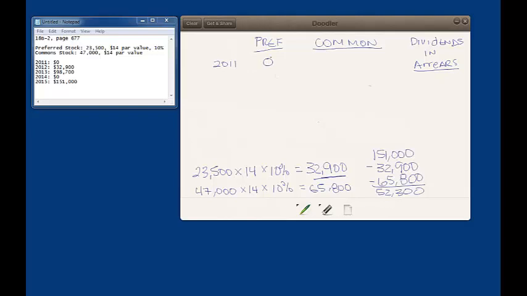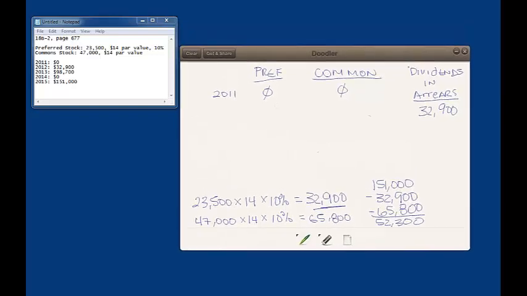So the company doesn't have anything to give them. However, the preferred stockholders are cumulative, so they'll be getting this amount next year, the $32,900. Dividends in arrears aren't entered into any accounting records, but you need to keep track of them.